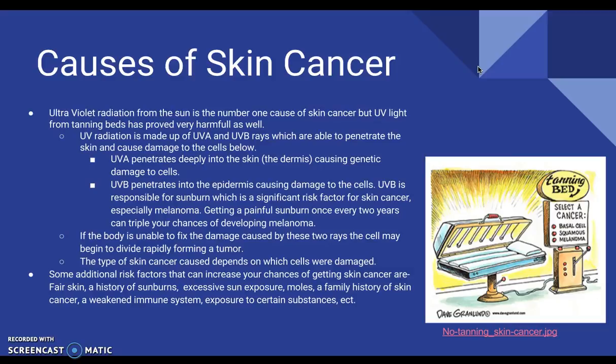If the body is unable to fix the damage caused by these two rays, cells may begin to divide rapidly, forming a tumor. The type of skin cancer depends on which cells are actually damaged, and some additional risks are at the bottom, such as genetic risks and skin fairness. And then on the right is a little political cartoon, kind of against tanning beds, that I thought was kind of interesting.